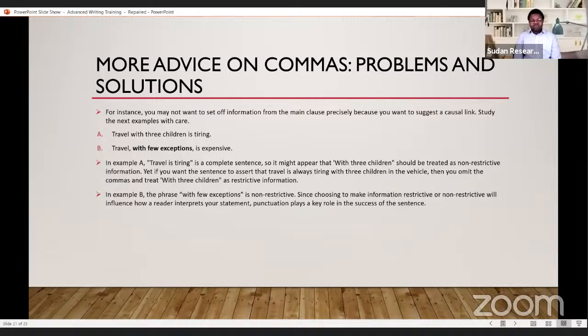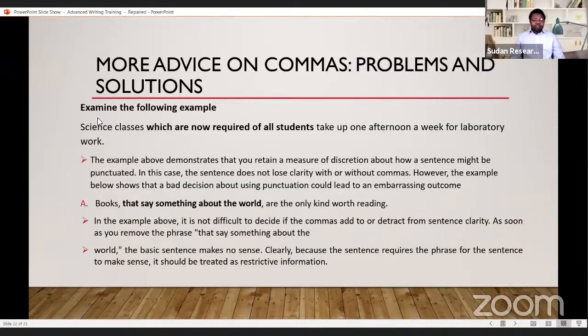And the reason, because it is non-restrictive, if you take the information out, the meaning is complete. Travel is expensive. If you say travel is tiring, it doesn't make any sense, isn't it? Which travel? But travel, with few exceptions, is expensive is non-restrictive, because travel is expensive is complete, and with few exceptions is extra information. That means non-restrictive. Whereas travel with 3 children is tiring. If you say travel is tiring, which type of traveling is tiring? And that's the problem. Therefore, there are more examples as well.